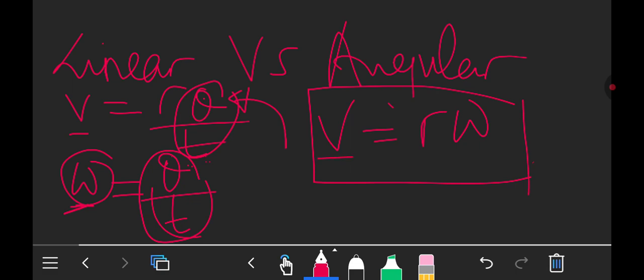Linear velocity is equal to radius multiplied by angular velocity. Okay, so let me talk about another equation. We say acceleration is equal to velocity over time, right? Acceleration is equal to velocity over time. That is linear. What is the relationship between linear acceleration and angular acceleration? What relationship exists between these two?